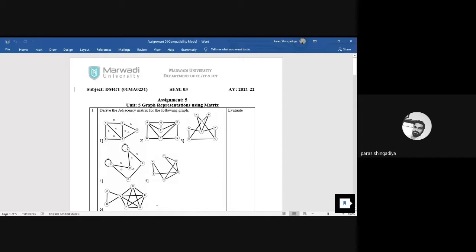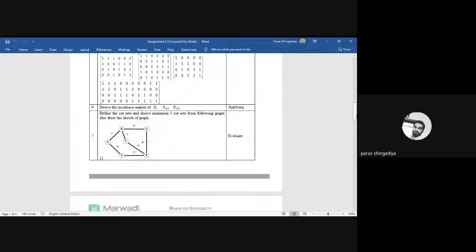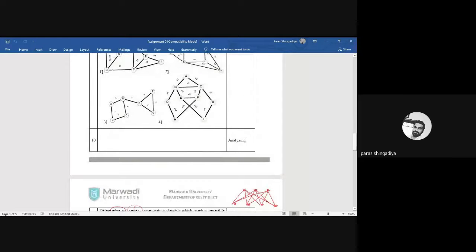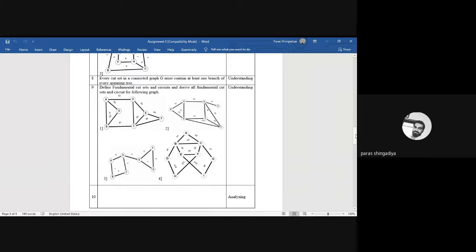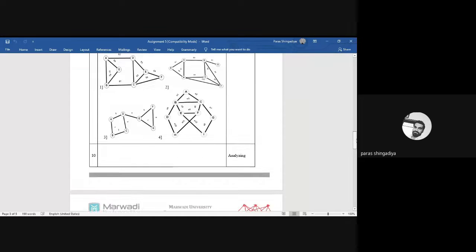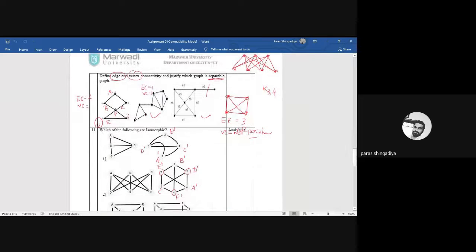Okay. So in the last lab, we had discussed assignment 5, I think. How many questions had we finished? Yes, I think up to the 9. We checked fundamental cut set and circuit. Okay. Good. So let's discuss the remaining questions. Two questions are remaining.